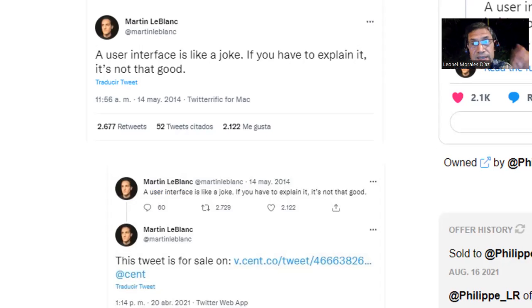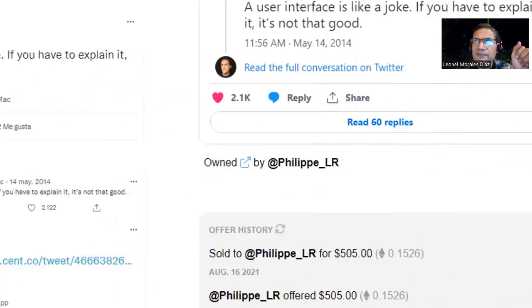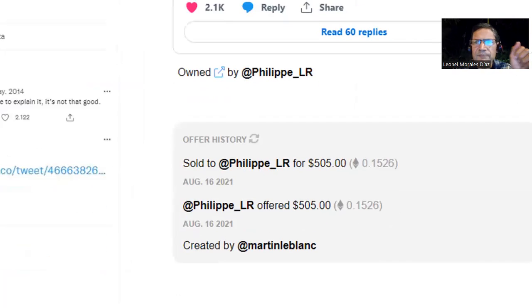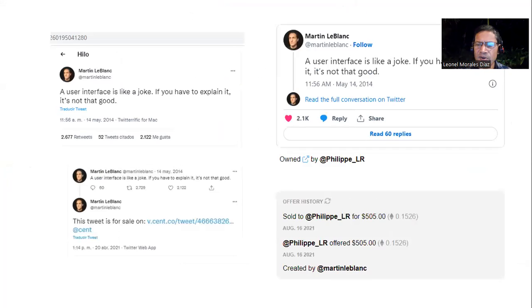Well, and then the tweet became so popular that in 2021, he offered this tweet for sale. And guess what? After a while, he was able to sell it for $555. So he sold that user interface definition. So if you have a good user interface definition, you may end up selling it on the internet.